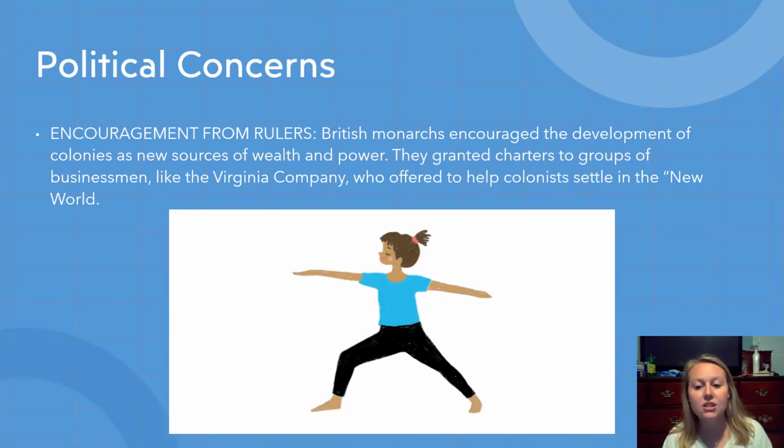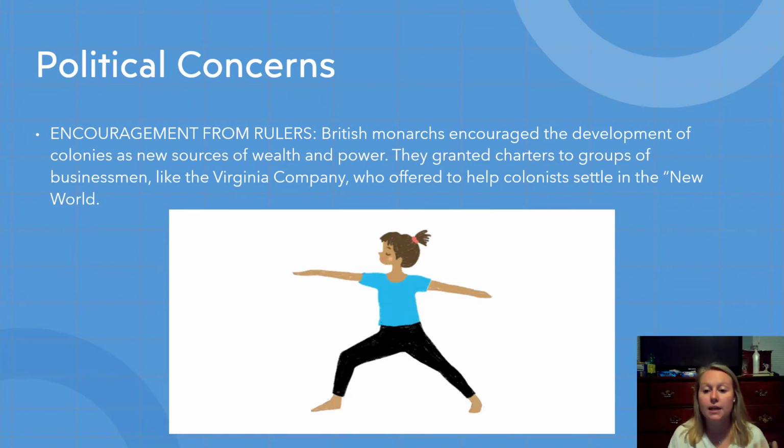Okay guys, let's go ahead and get started with this first slide. On this first slide, you are going to be putting your body into a lunge and turning your body sideways with your arms out like you're surfing. So, the first reason that the settlers decided to come to America was for political concerns. They had encouragement from rulers, which means that the British monarchs encouraged the development of colonies as new sources of wealth and power. They granted charters to groups of businessmen like the Virginia Company who offered to help colonists settle in the New World.